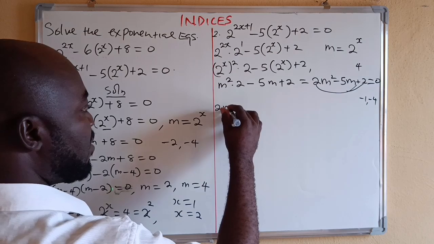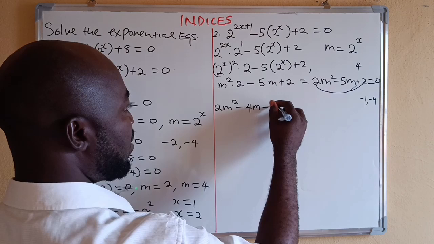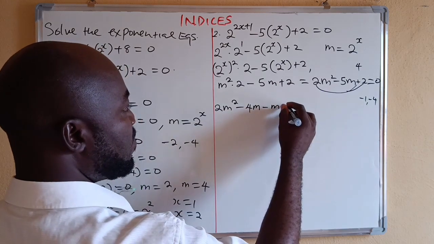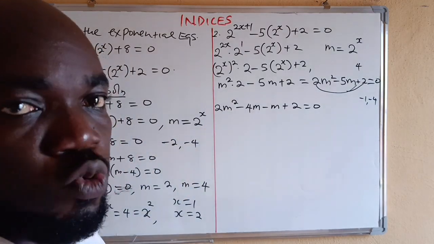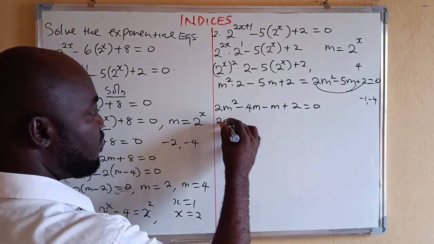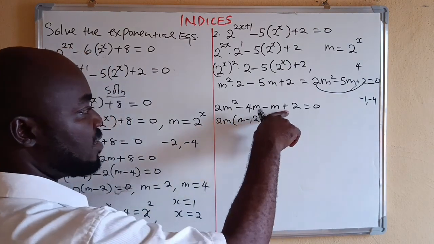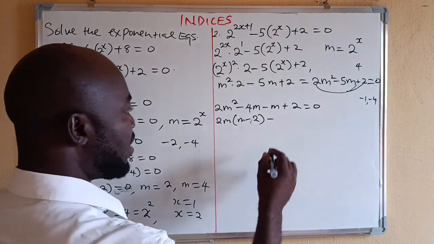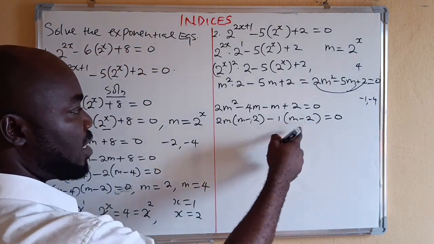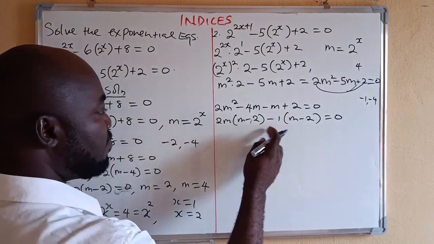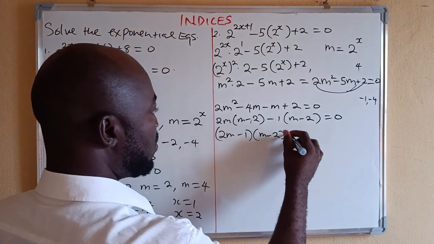So I'm going to have 2m squared minus 4m minus m plus 2 equals 0. So I factorize this out. I have 2m as common, so I have 2m bracket m minus 2. Then I'll factorize the addition inside to become minus 1 bracket m minus 2 equals 0. So these two brackets are the same, meaning that our result is correct. I'll pick 2m minus 1, and I'll have m minus 2 equal to 0.